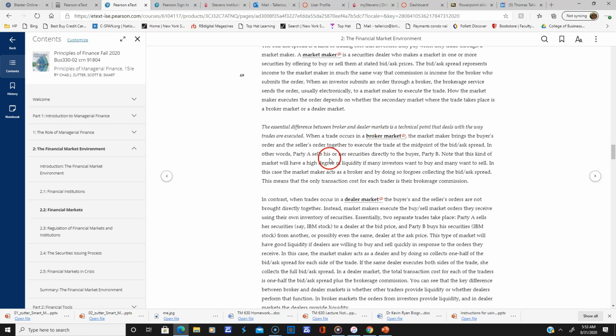In other words, party A sells his or her securities directly to the buyer. Note that this kind of market will have a high degree of liquidity.